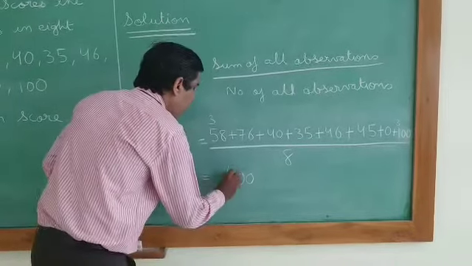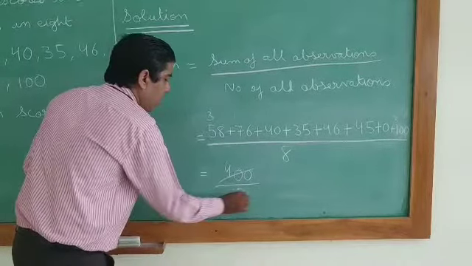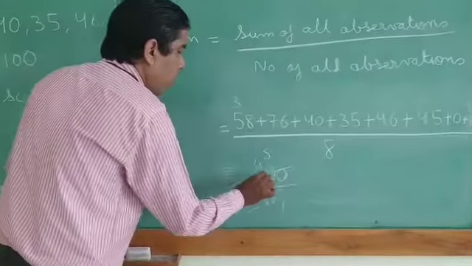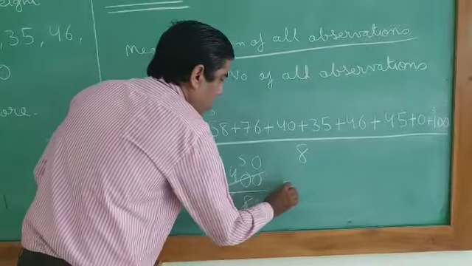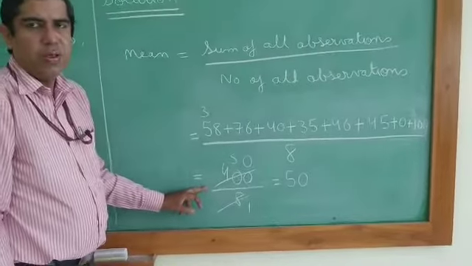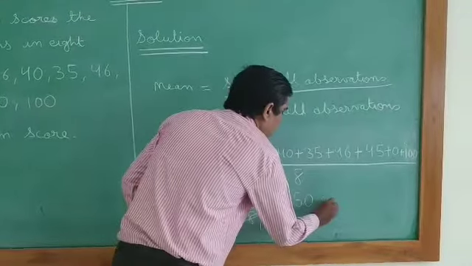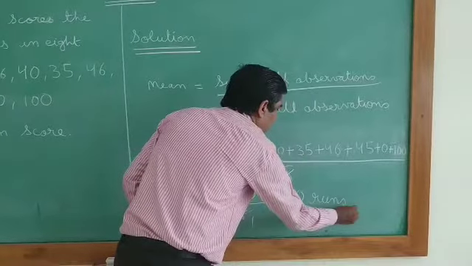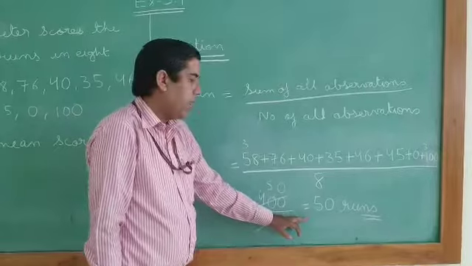So 400 upon 8. When I cancel, 8 ones are 8, 8 fives are 40, and it comes here 0. So the answer is, what is the mean score? 50 is the average. So 50 runs is the mean score in 8 innings.